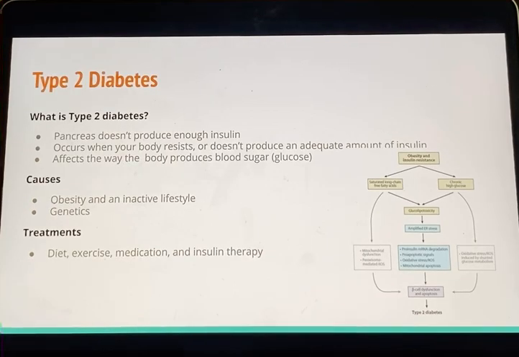What is type 2 diabetes? It is when the pancreas doesn't produce enough insulin. It occurs when your body resists or doesn't produce an adequate amount of insulin. It affects the way the body processes blood sugar, glucose. Causes: obesity and an inactive lifestyle, as well as genetics. Treatments include changing of diet, exercise, medications, and insulin therapy.